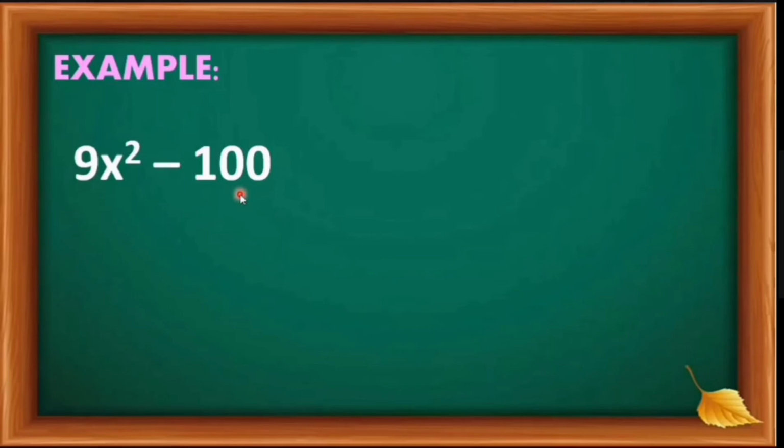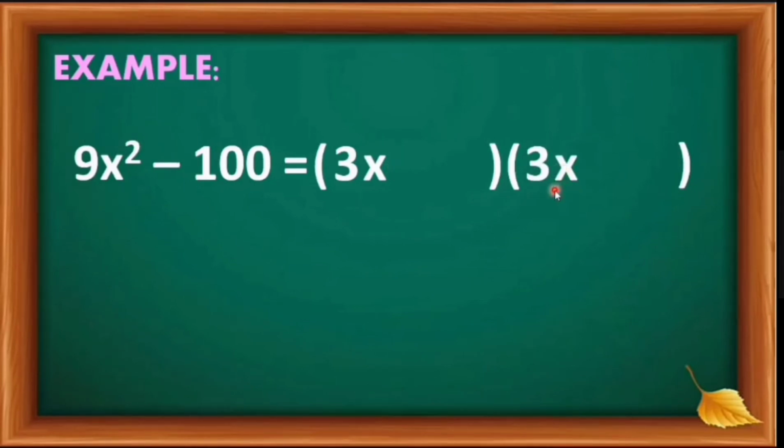How are we going to factor this out? Una, maglagay na tayo agad ng dalawang pares ng parentheses that represents the first factor and the second factor. Next, let us get the square root of 9. What is the square root of 9? That is 3. How about the square root of x squared? The square root of x squared is x because x times x is x squared. So yung first term ng first factor natin is 3x. Isulat din natin siya rito sa kabila. Because 3x times 3x is 9x squared.